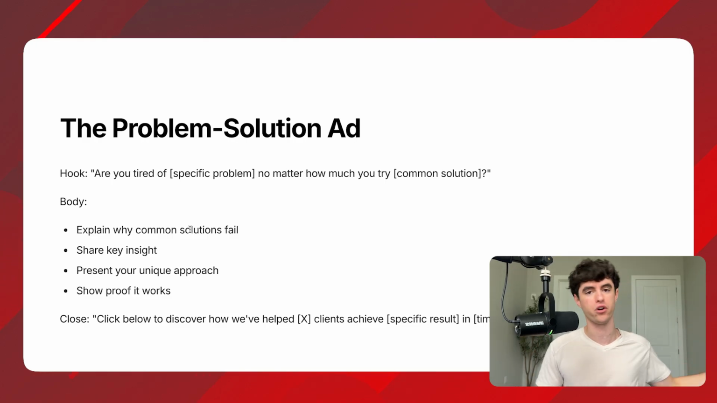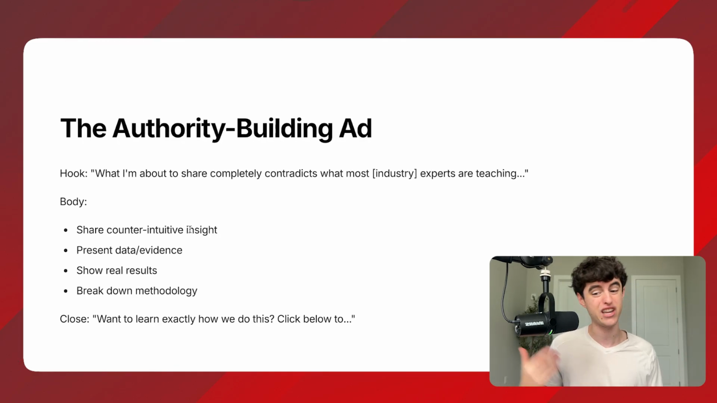And then just show proof it works. X client, we help them sell in under X amount of time. Another client, we had them pause their foreclosure process and we held it down for 30 days and we're able to get them X over asking price or over the common lowball offer in Z time. Right? And then for the close, just click below to discover how we helped X clients achieve specific result in that time frame.